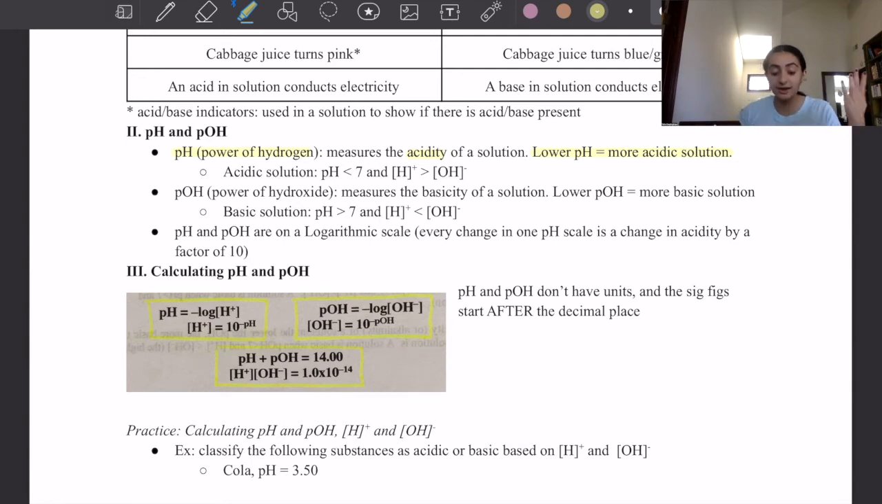And when you have a lower pH, you are going to have a higher concentration of H plus, because if you do 10 to the negative pH power, that is going to give you the concentration of hydrogen. So if you have 10 to the negative 5 power, that's going to be a lower concentration of hydrogen than 10 to the negative 4 power. So therefore, when you have a lower pH, you're going to have a higher concentration of hydrogen. So in an acidic solution, the pH is less than 7, and the concentration of hydrogen is greater than the concentration of OH minus, or hydroxide.